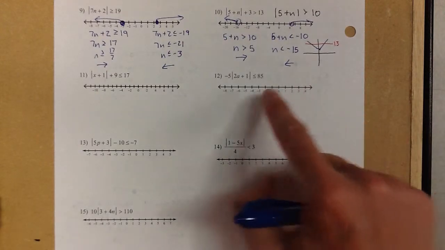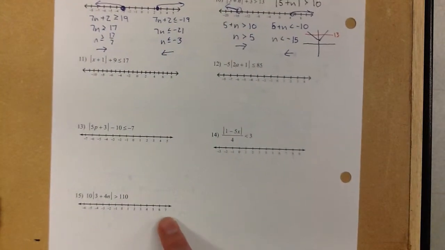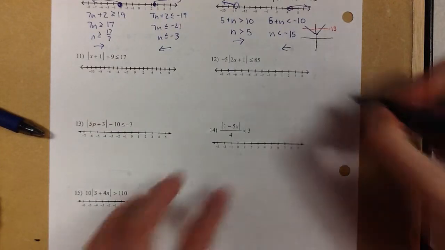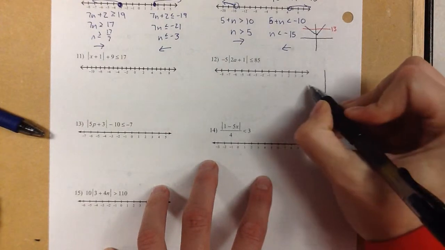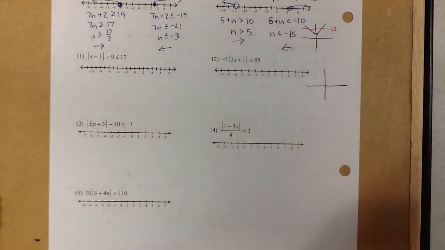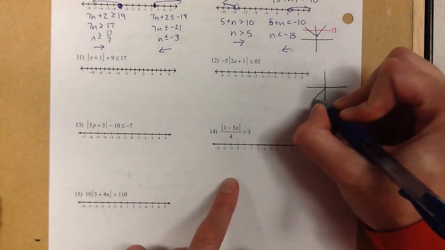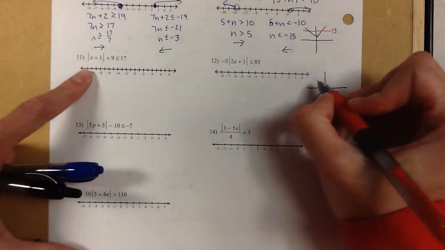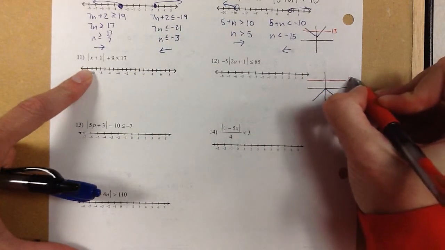Okay. So 12. We have a negative in front of our absolute value. It would be flipped. So it's going to be flipped, like he said. Is there anything that's moved it up or down? No. So I just end up with an absolute value that's opened upside down, and a line somewhere up here at 85.